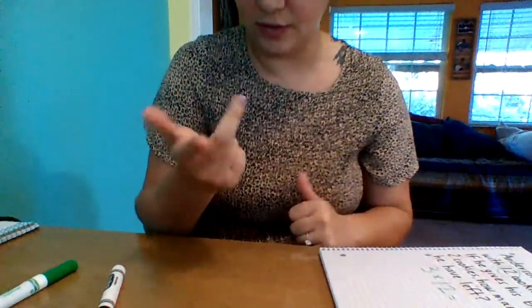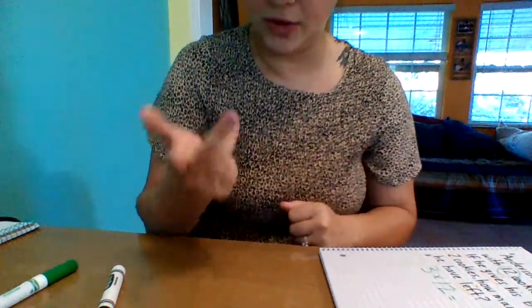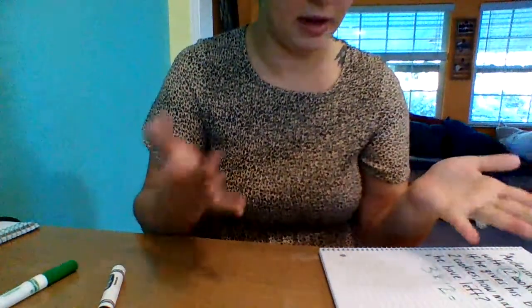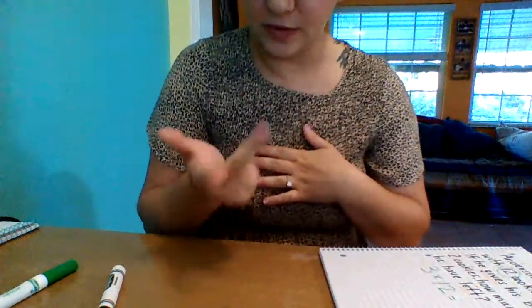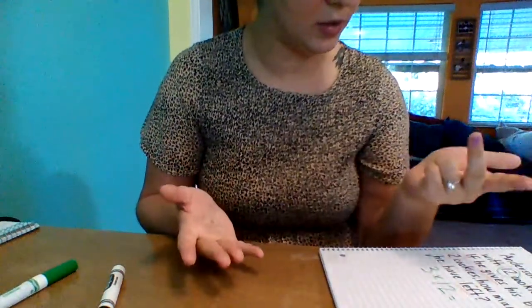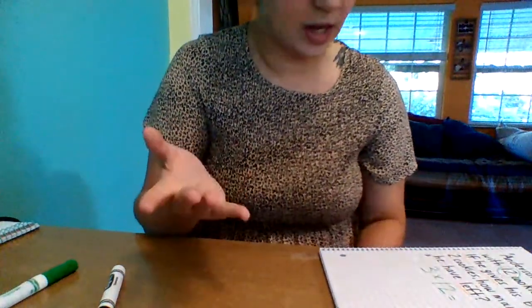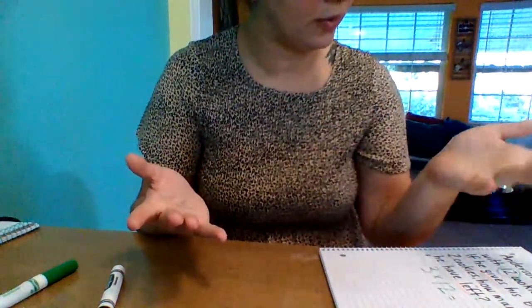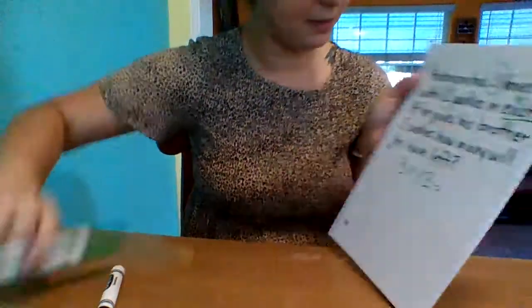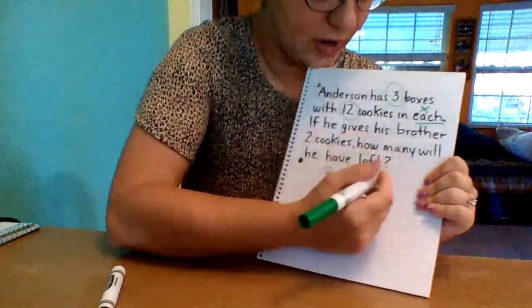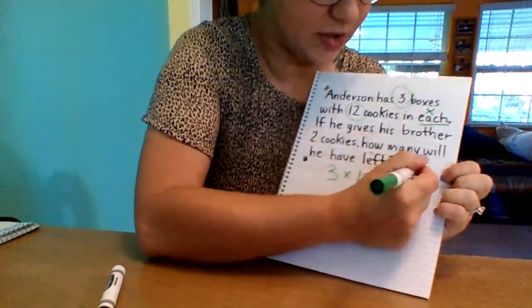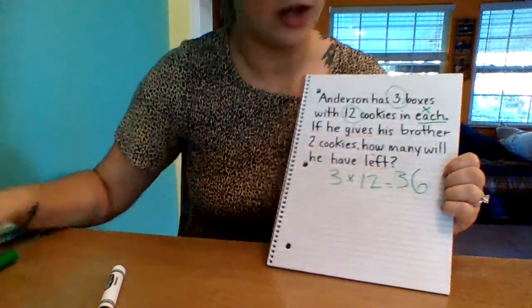1, 2, 3, 4, 5, 6, 7, 8, 9, 10, 11, 12. 13, 14, 15, 16, 17, 18, 19, 20, 21, 22, 23, 24, 25, 26, 27, 28, 29, 30, 31, 32, 33, 34, 35, 36. If you have the fact memorized, that's great, but don't forget there's so many other strategies to multiply if you're still working on your facts.